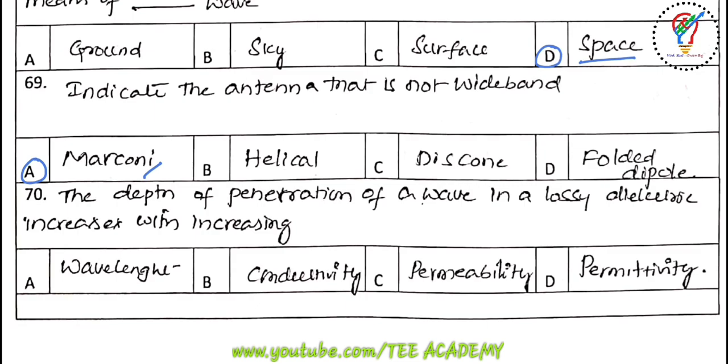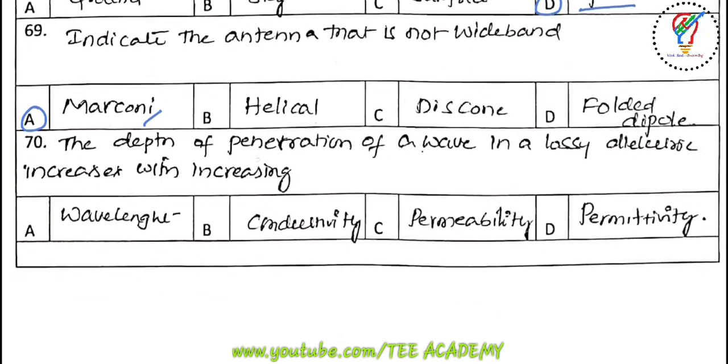Next one, the question: the depth of penetration of a wave in a lossy dielectric increases with the increase in dash. I'll repeat the question. The depth of penetration of a wave in a lossy dielectric increases with the increase in. So penetration will increase with the dash. The options are wavelength, conductivity, permeability, permittivity. The correct option for this question is wavelength. We'll move to the next question here.